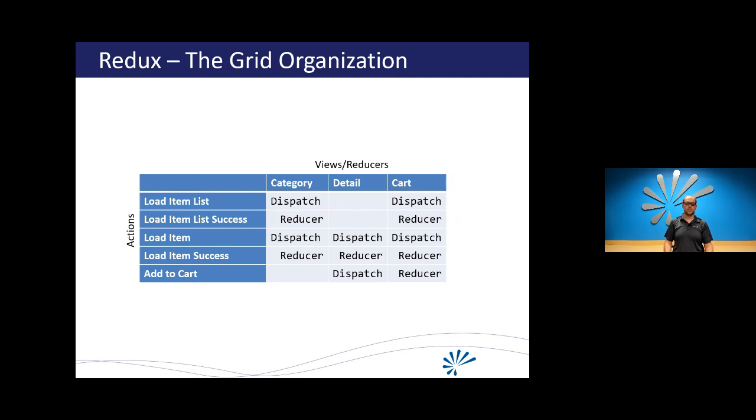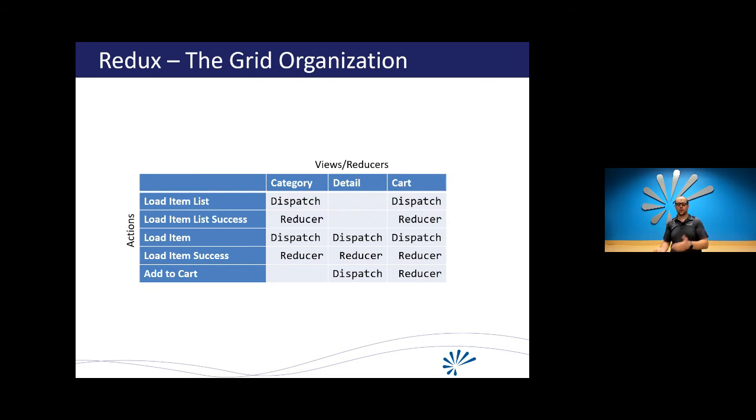I might load a list item. I might load an item individually, right? I might add to cart. The views, however, are not bound to those actions. You'll notice that I'm not saying load item into list, right? I'm not saying load or go to detail view, right? Those are things my application does, but they're not actions of my business logic.